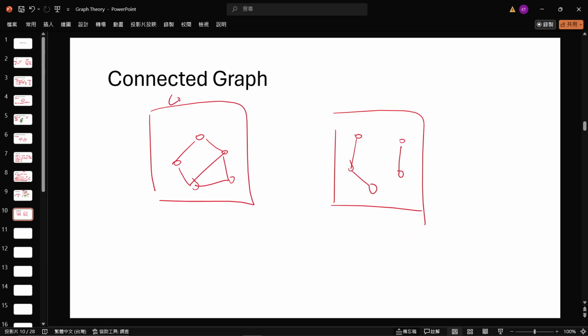So this is connected, and this is not connected. Sometimes we will call this a disconnected graph. Okay. So we'll take a break after I finish the definition here. Okay.